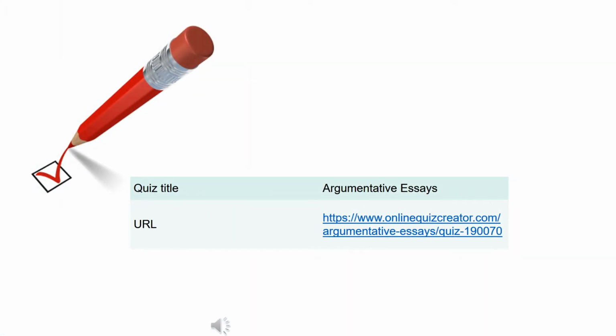How much do you really know about argumentative essays? Pause the lesson and follow the URL to find 2 short questions about argumentative essays.